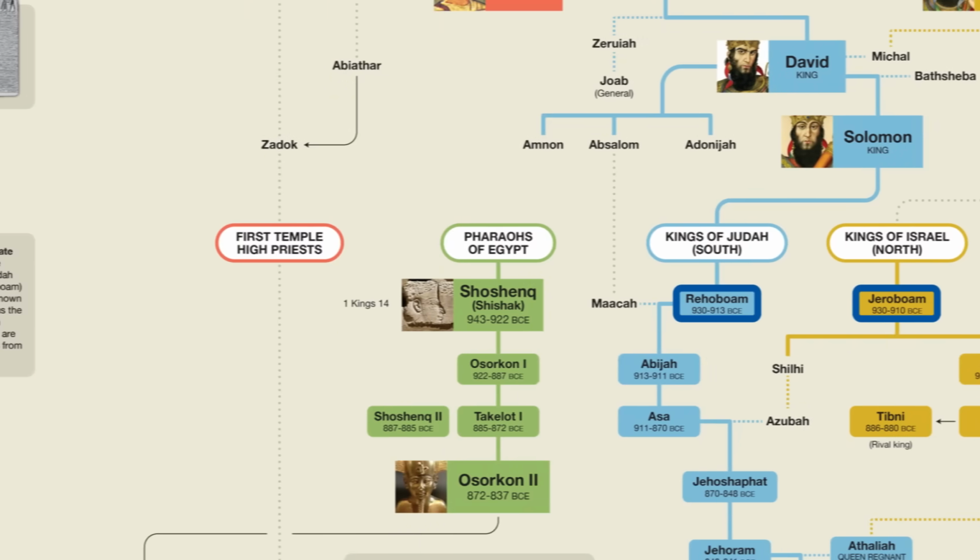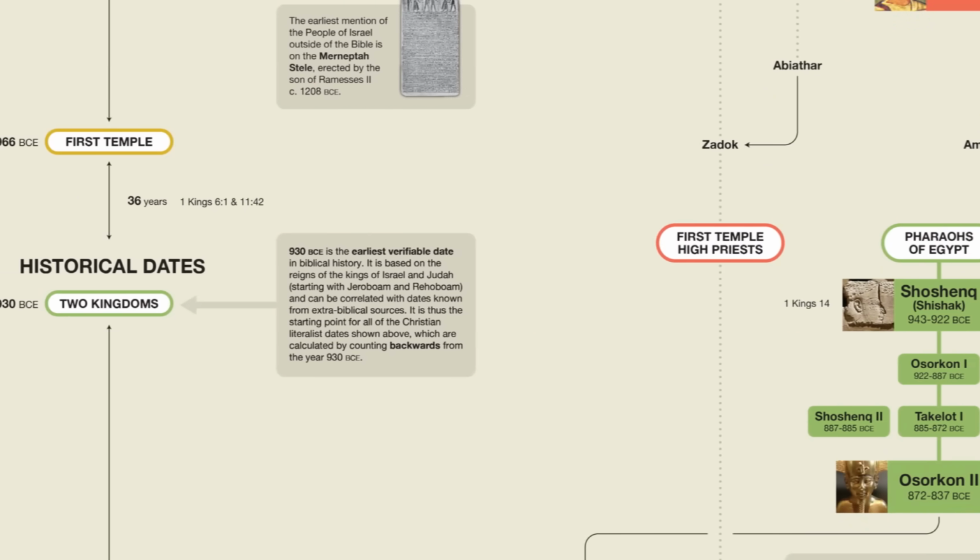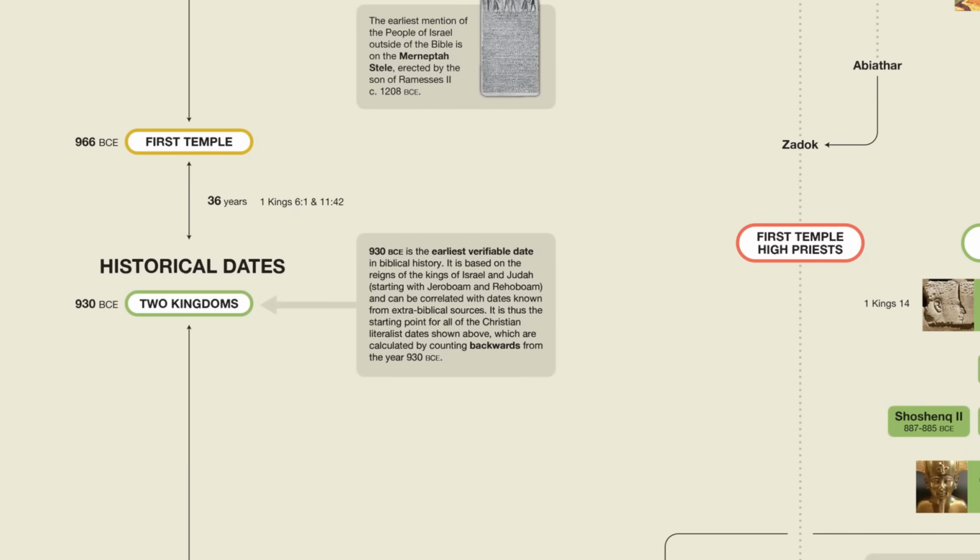So I want you to take note of the year 930 BCE. That's the year that both Rehoboam and Jeroboam start their reign. And it's the earliest biblical date that virtually all biblical scholars agree on, regardless of whether they are religious or secular. That's because from this point forward, all of the dates on this chart, as well as many of the people, can be verified using sources both inside and outside of the Bible.